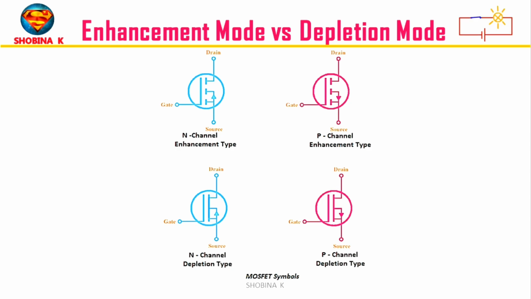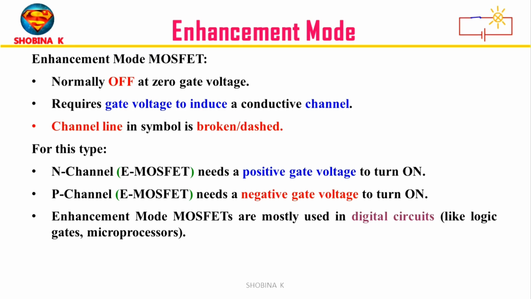Now let's see how their symbols differ. Before that, let's understand the basic difference. E-MOSFET is a type of transistor which stays off when there is no voltage at the gate. That means by default, it doesn't allow current to flow from source to drain. To turn it on, we must apply voltage to the gate. For N-channel E-MOSFET, we give positive voltage. For P-channel E-MOSFET, we give negative voltage. So only then a conductive channel is formed between source and drain, and current can flow.